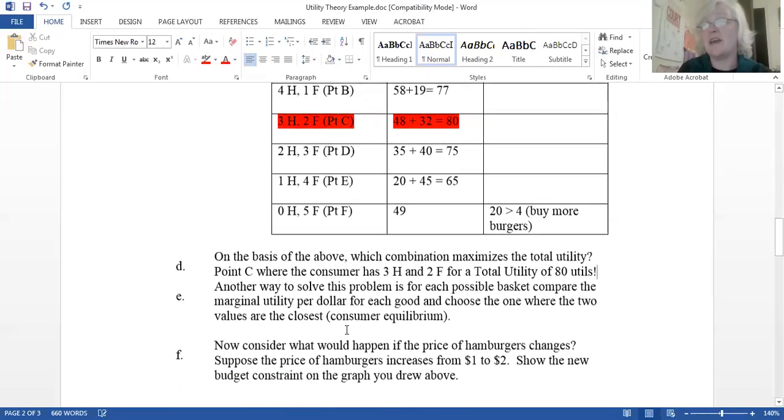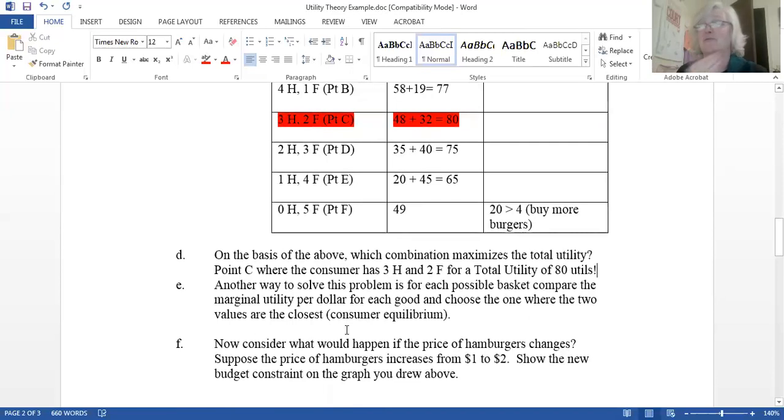So now, another way. If we do this basket by basket, it requires that there's a finite or limited number of options. In this case, we only had A through F, right? 6 choices. What if we had a ton of choices rather than just 6? How would we go about solving this if we had huge numbers? This is a slower process of adding up the total utilities of all these possible combinations, and then choosing the most. So there's another way to solve this problem.